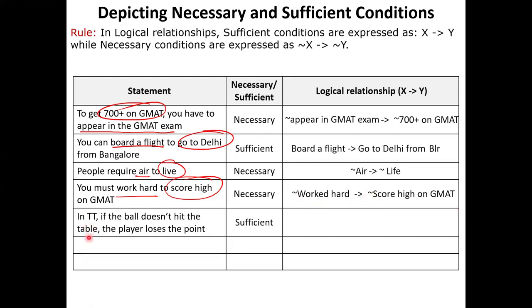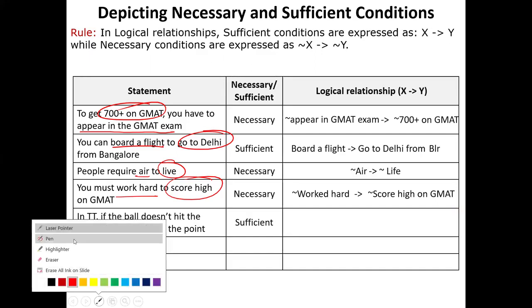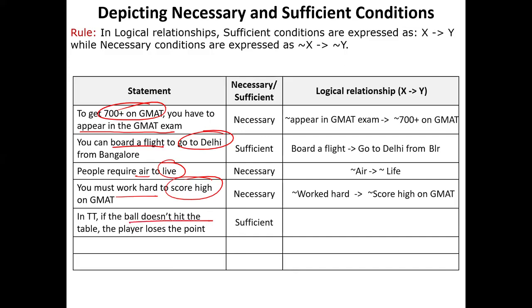The table tennis example: if the ball does not hit the table, the player loses the point. What's the cause here? Very nice, ball does not hit the table is the cause. Point loss is the effect of that. And we identified this as a sufficient condition. Since this was identified as a sufficient condition, how would we express it? If the ball does not hit the table, then the player loses a point.